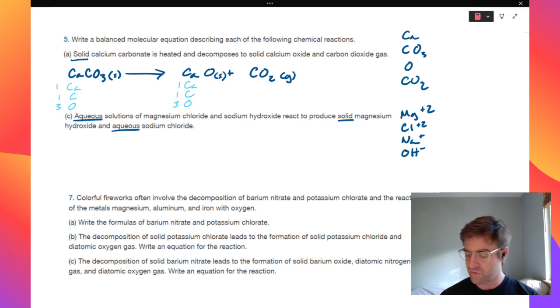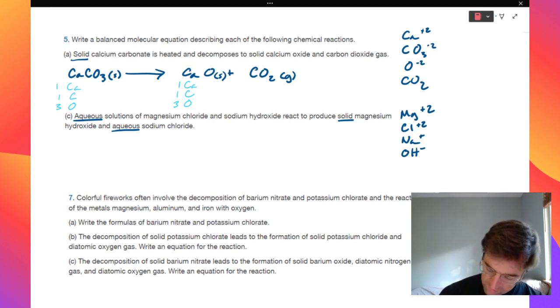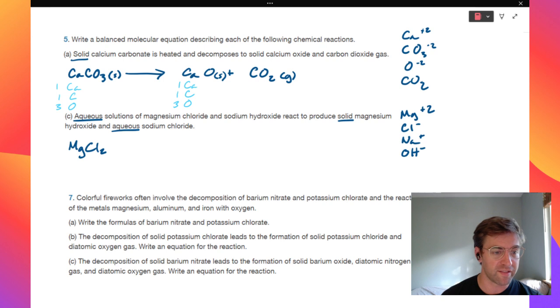Okay. So I'm doing this accounting over here just to keep track of my charges should I need to. Cool. Let's take a look here. That's chlorine, not calcium. So magnesium chloride, magnesium has a +2 charge, chloride has a negative charge, so we need 2 of them to balance that out. And that is in aqueous solution.